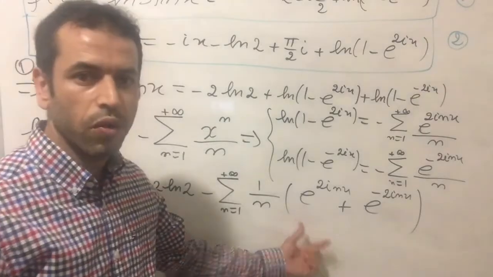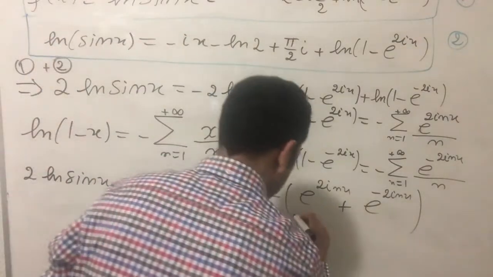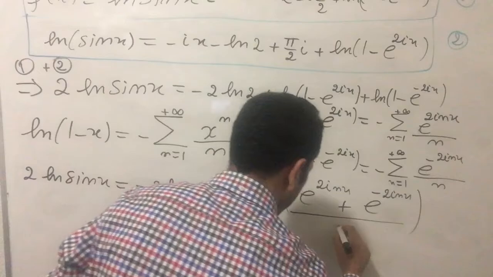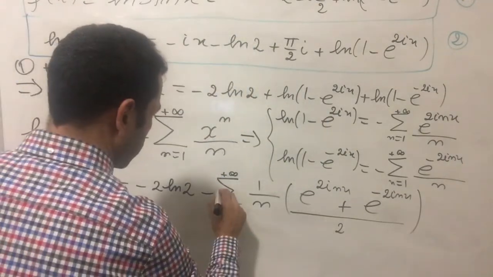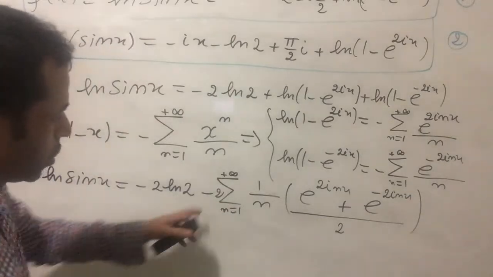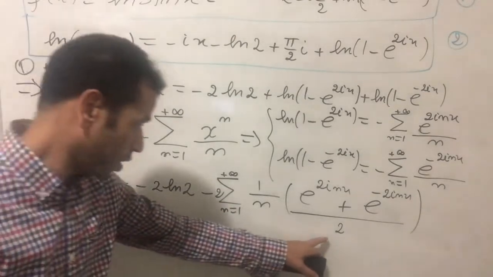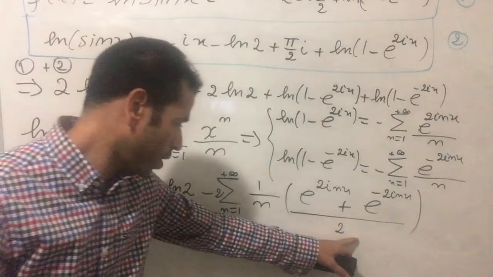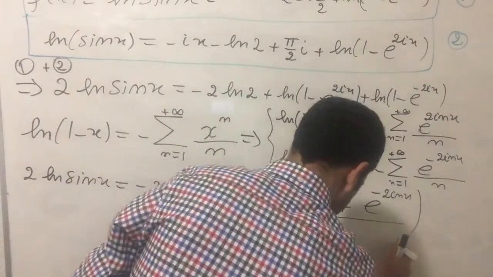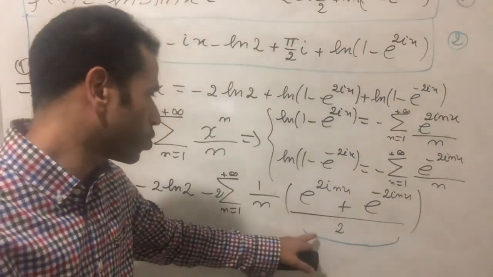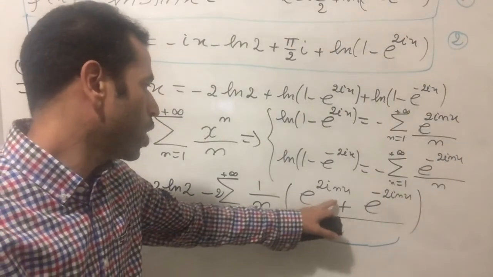So what I'm going to do now is divide these two terms by 2, and at the same time multiply by 2. As I did nothing, just dividing by 2 and multiplying by 2, this term equals cosine 2nx.